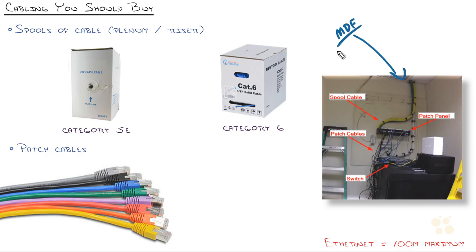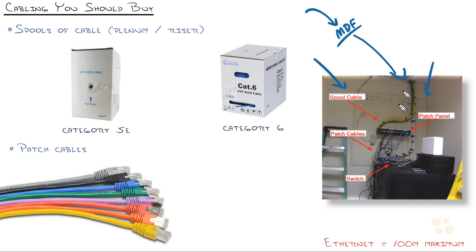The main distribution facility is where all of the cabling runs and terminates into one location. In this nugget, we're going to explore how we can run cable from the MDF to the various locations in our building that need it. Now, first off, take a look at what I've identified in the MDF.